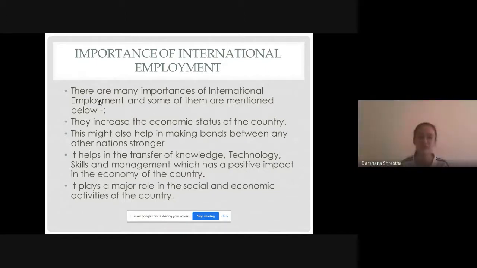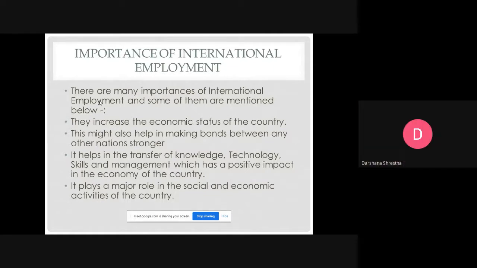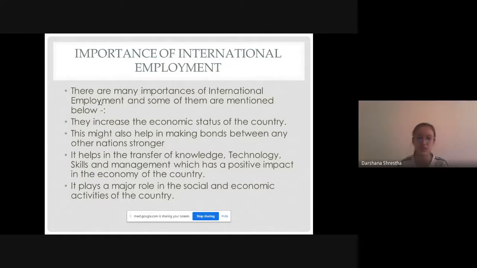Importance of international employment. There are many importances of international employment, and some of them are mentioned below. They increase the economic status of the country. This might also help in making bonds between any other nation stronger. It helps in the transfer of knowledge, technology, skills, and management, which has a positive impact on the economy of the country. It plays a major role in the social and economic activities of the country.